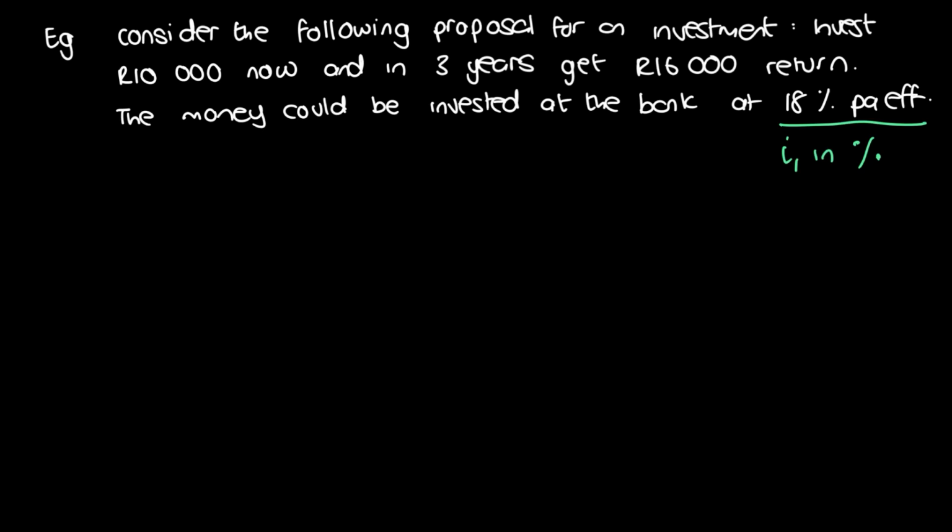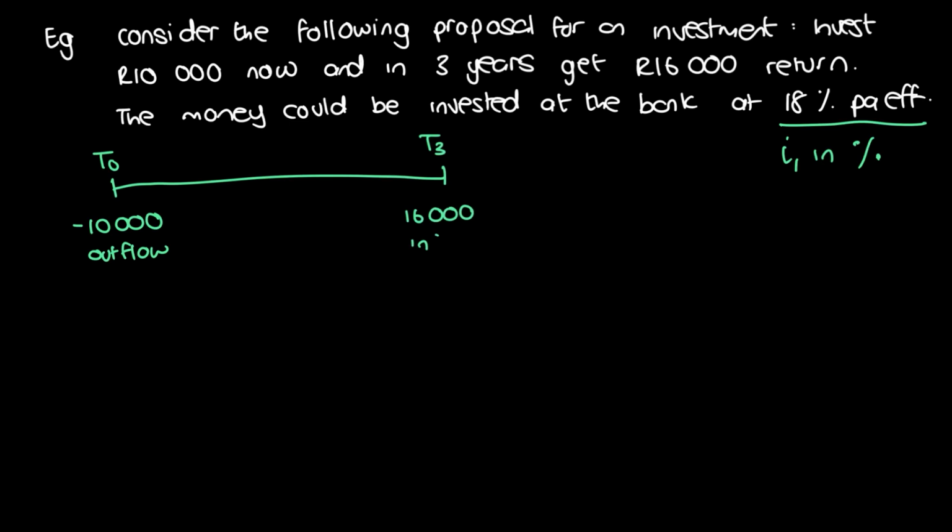Next up, let's just look at the timeline. You don't have to draw the timeline. I'm doing it just so you have a visual understanding of what's going on. So when you have more complicated questions, you can see what to do. So T0, and in 3 years' time, T3. So at T0, we invest 10,000, so it's minus 10,000 because there's an outflow of money from us to the investment. And in 3 years' time, we get 16,000. So it's a positive value. It's an inflow of money to us. And then at T1, we don't do anything, so it's a 0. And at T2, we don't do anything, so it's a 0.